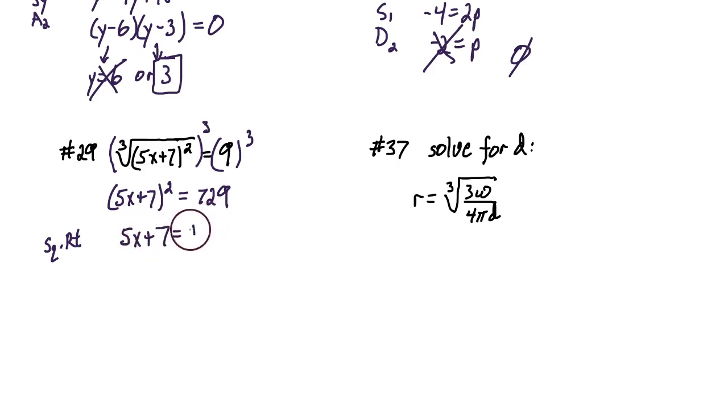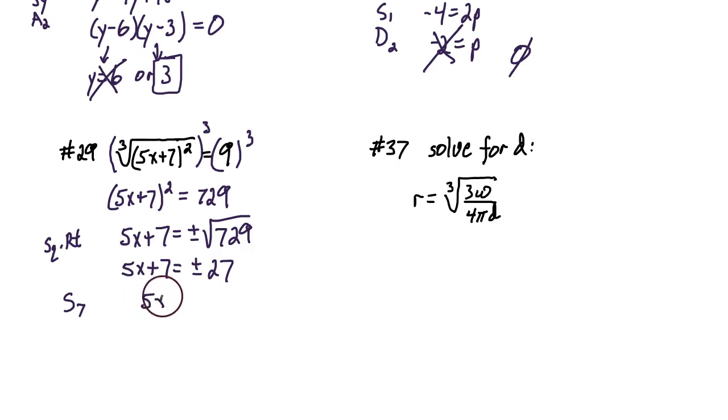On the other side, we're going to have the positive and negative square root of 729. Let's use the calculator to see if the square root of 729 is an integer. It is. It makes 27. So we have 5x plus 7 is equal to positive or negative 27. Now let's subtract the 7.